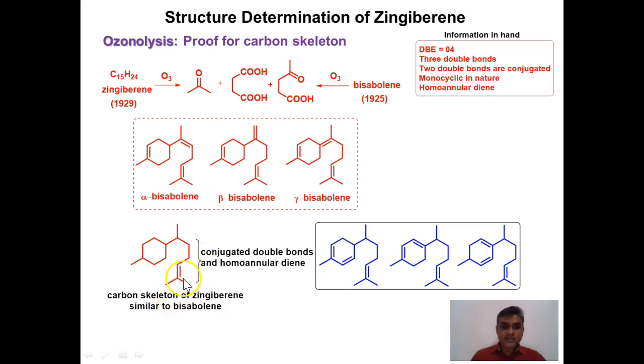Now in this skeleton, the formation of acetone is supported by our ozonolysis reaction, and therefore the position of one double bond we have assigned here in this way. Now the positions of the remaining two double bonds we have not assigned, and for that we have to do some more experiments. Now these two double bonds are conjugated, it is a homoannular system, and therefore there are three possible structures of the gingiberine molecule. It's a homoannular diene, this is also homoannular, and this is also a homoannular diene.